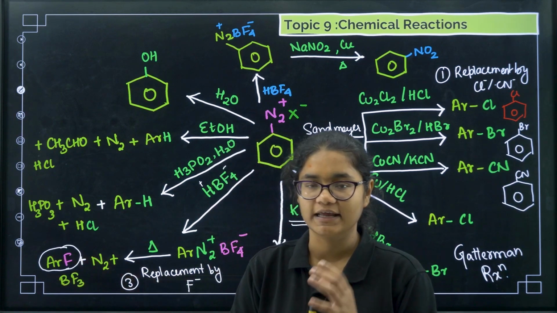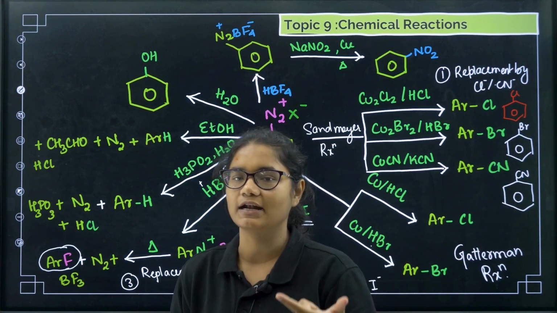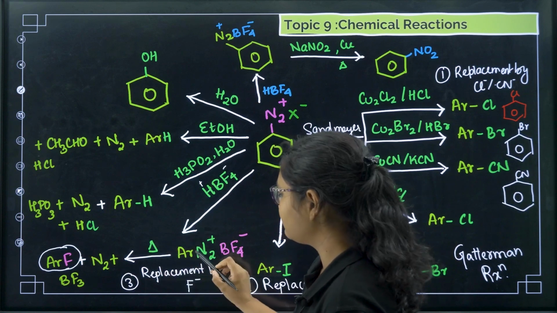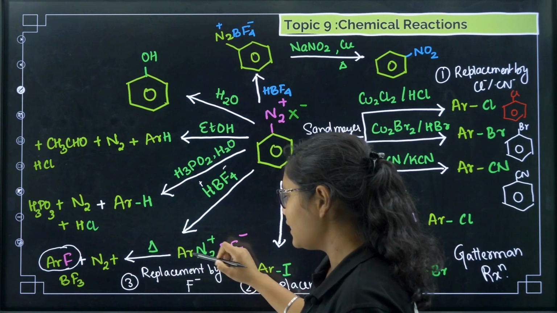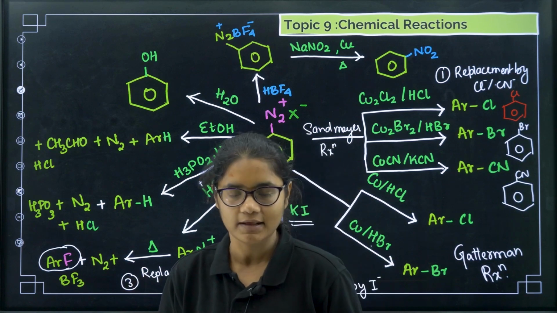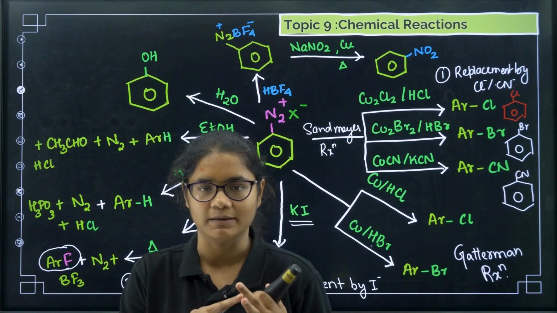So what is the reagent here? This is a little complicated. HBF4 you have to use. After that you have to simply heat it. So we'll first get a salt, then after you heat it we'll get ArF, N2 will be a byproduct and BF3 will be another byproduct. Clear? So done. Now replacement by chlorine, replacement by iodine, replacement by fluorine.